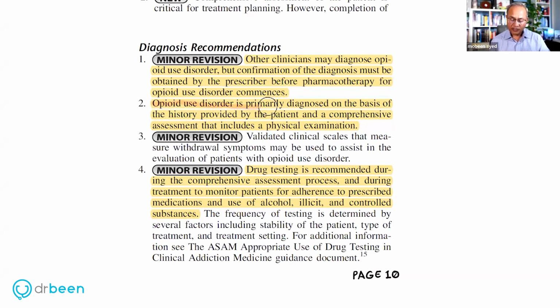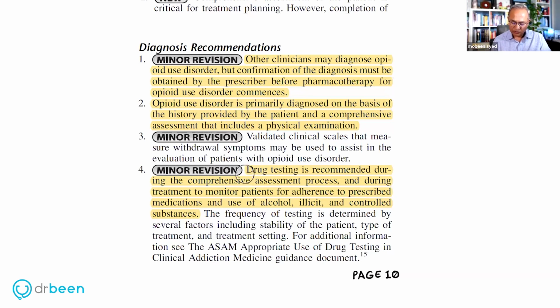Opioid use disorder is primarily diagnosed on the basis of the history provided by the patient and a comprehensive assessment that includes a physical examination. So you can't just look at the patient and say you're an addict, or you can't just look at the patient and say you're not an addict. That's not the way to go. So you have to have a comprehensive assessment, including history plus physical examination.